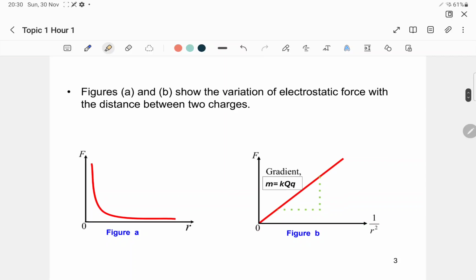The relationship shown in the graph: F is directly proportional to 1 over r square, where the gradient will be K times the product of Q1 and Q2.